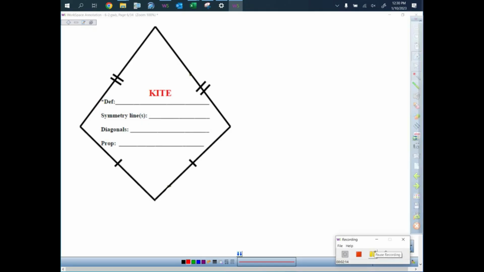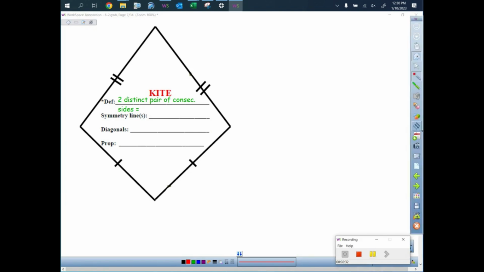Would you believe that a kite has two distinct pairs of consecutive sides equal? You can abbreviate it how I abbreviate it. If you can't fit it all on that line, that's okay, I get that. Just try to squeeze it all in there. But it's got two distinct pairs of consecutive sides equal.